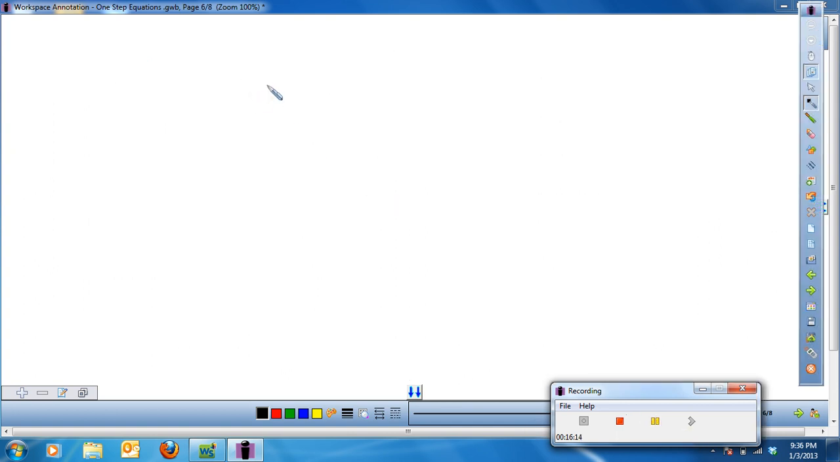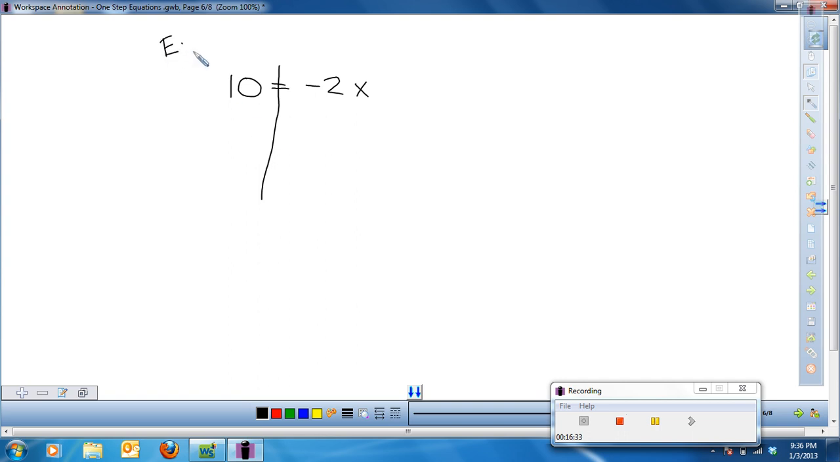I want to show you one example where we might make a mistake, and when we check it, we should figure out that we've made a mistake. So I want us to pretend for a minute that we have the problem 10 equals -2x. So I'm going to draw my line down my equal sign. This is example number 6 in your notes.